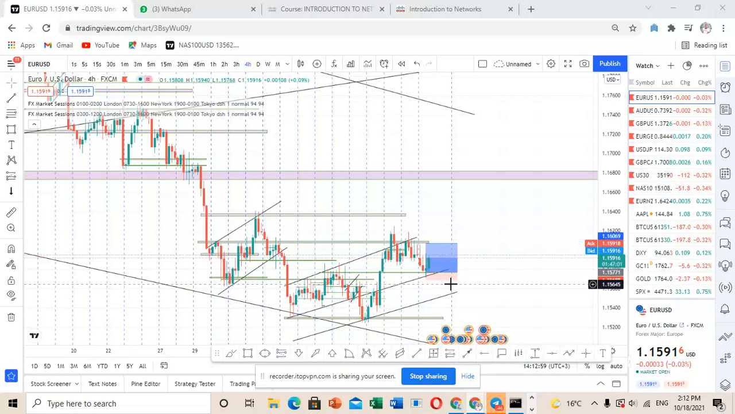So today I'll be analyzing the Euro USD. Then I'm going to analyze one index that is US 30, and then we are going to finish up our analysis with the Euro NZD. So let me start with the Euro USD.